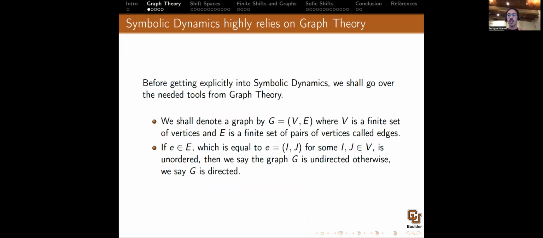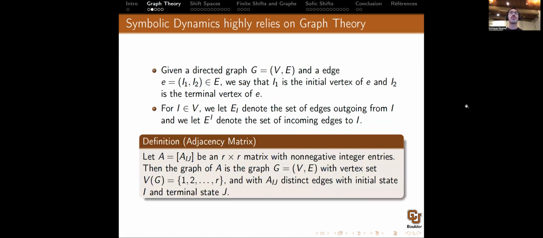Before we can get into the core topics of this presentation, we need to do a quick review in graph theory. Symbolic dynamics highly relies on graph theory. As the slide shows, we're going to let a graph be denoted by G, which is a pair of vertices and edges. We can have edges that are directed or undirected. This shows the notation we're going to use: if you give me an edge from a directed graph, you can tell me what the initial vertex is from the first slot in the pair, and the second one is the terminal vertex.